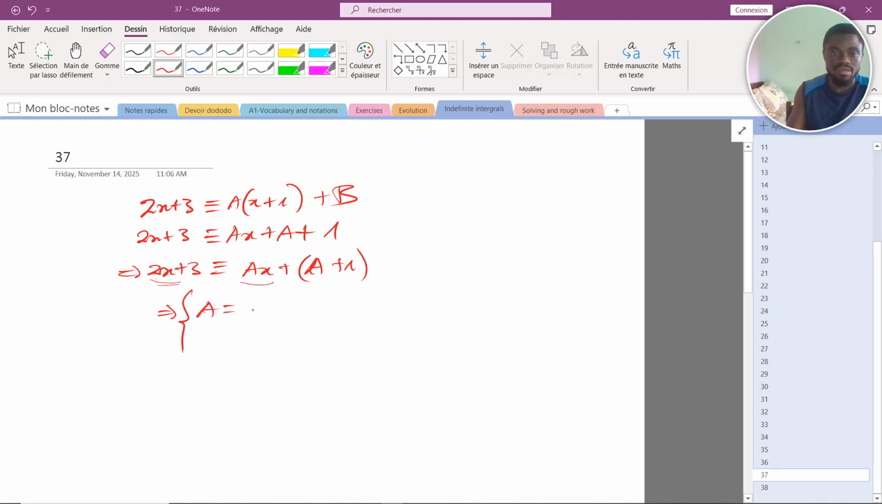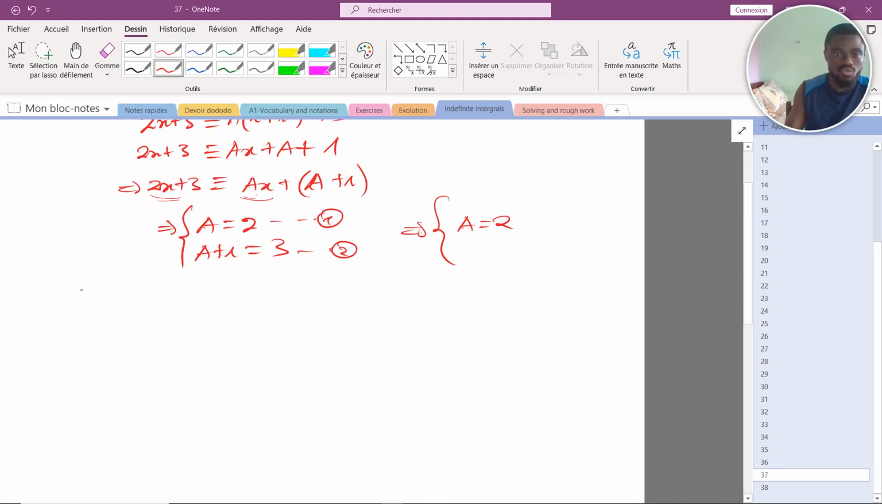I have a directly being equal to this 2. I also have a plus 1 being equal to 3. So this is equation 1, equation 2. You basically see in all of the cases, here you have already a equals 2. From this, you also have a equals 2. So we have already our a and b.